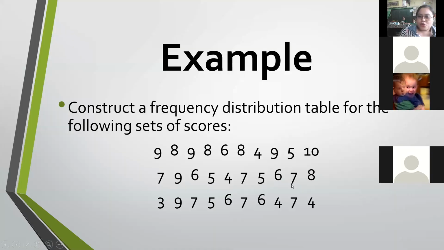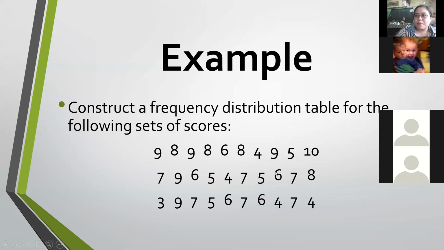So, let me repeat. We have the example. These are the scores that were gathered. Say the research is done and these are now the scores. We have a total of 30 scores here. And then you will be asked to make your own frequency distribution table.